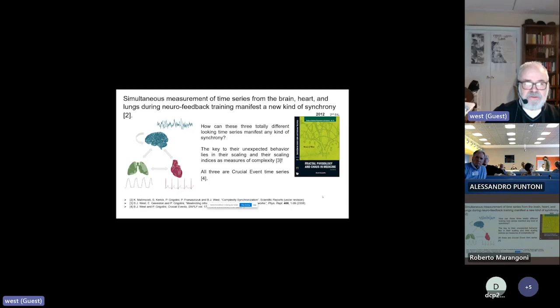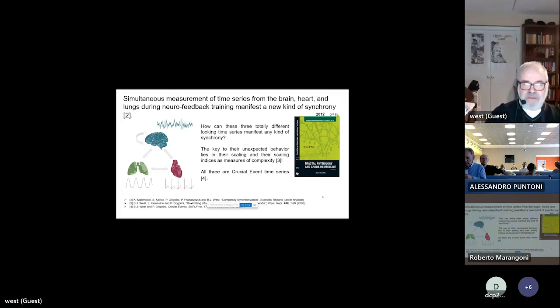And what we're going to demonstrate here by processing experimental data is that these 3 time series manifest a kind of synchrony. And it's not in the time. If you look at the time series, you couldn't see 3 more different looking time series. So we have to look at things other than the amplitude time series and get the unexpected behaviors in the scaling of the time series.